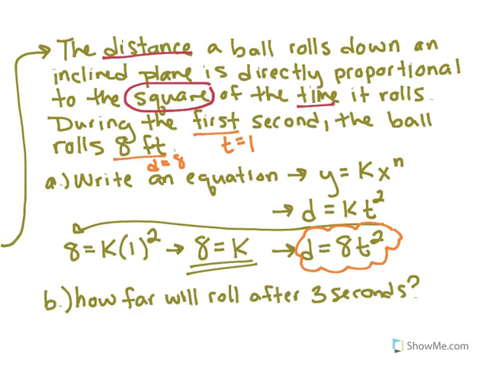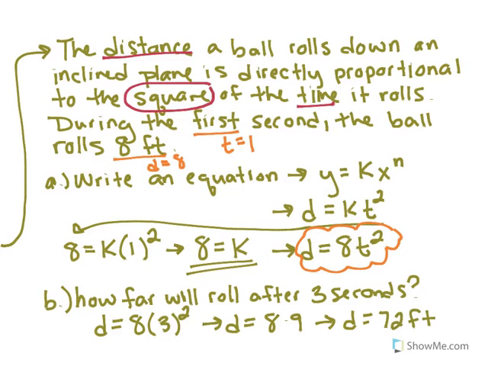So we can actually ask ourselves a follow-up question for this. How far will this ball roll after 3 seconds? Well, now that we have a function to work with, all we need to do is plug stuff into it. So I'm going to say d equals, since that's what I'm looking for, 8 times 3 squared. So 3 squared is 9, and we have d equals 8 times 9. And 8 times 9 is 72. So our ball will roll 72 feet after 3 seconds.